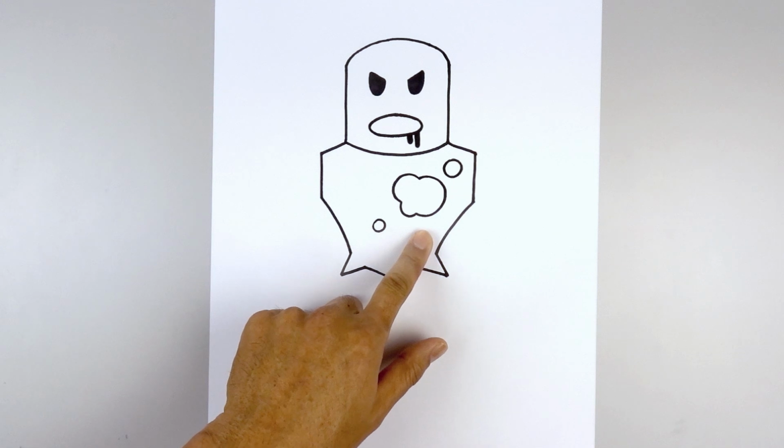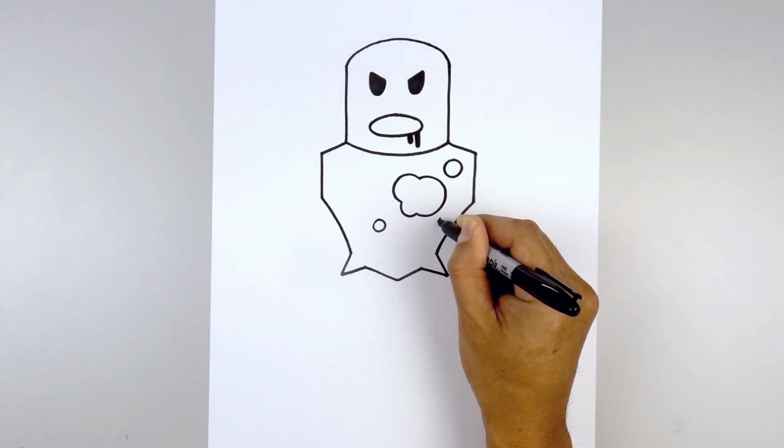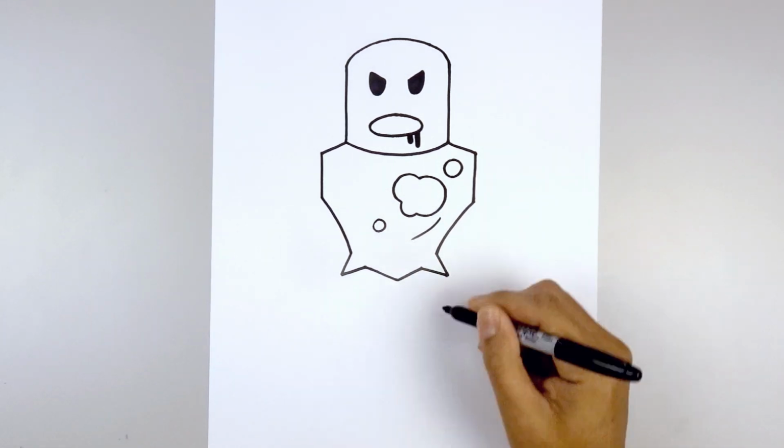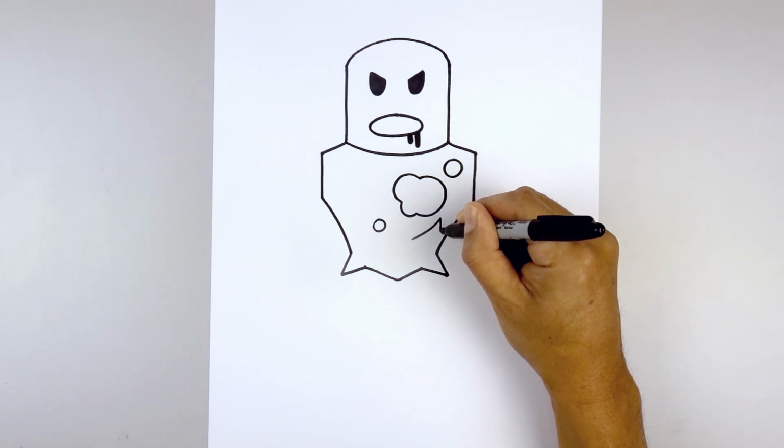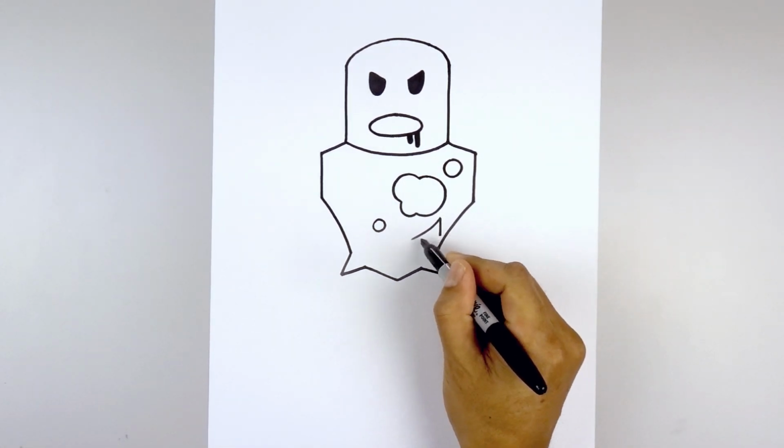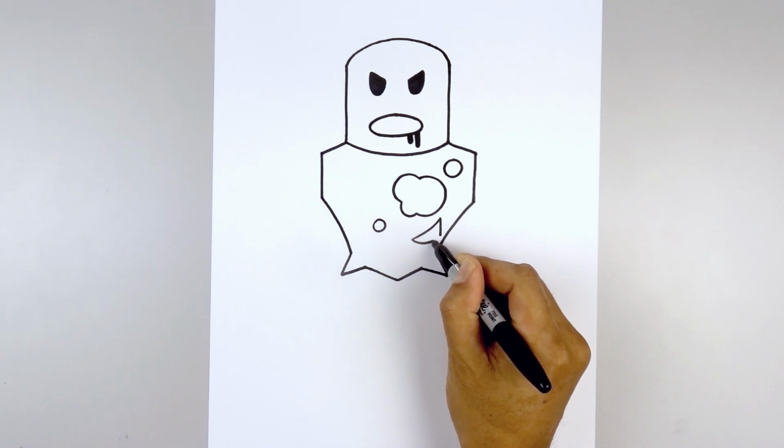Let's add a tear over on the right side. So we start up here, curve down, and then in. Now back to the top, we're going to come straight down. We'll connect these 2 points with a curve, coming down and then back up.